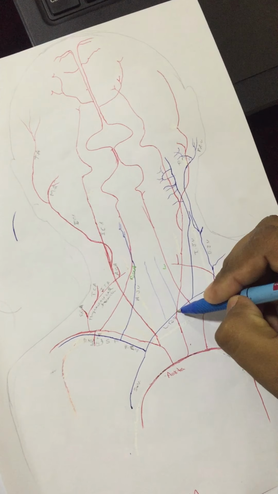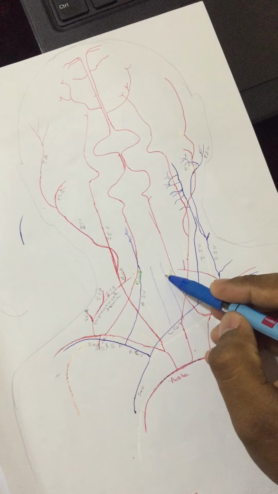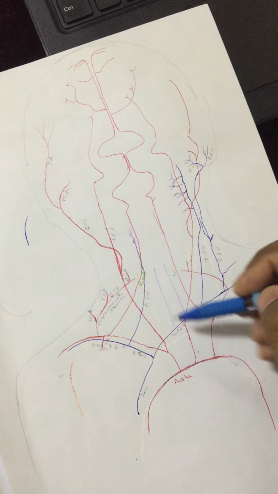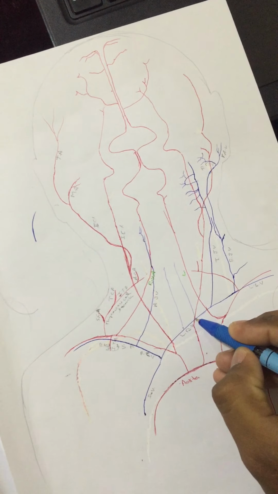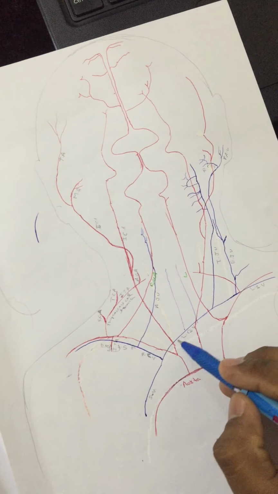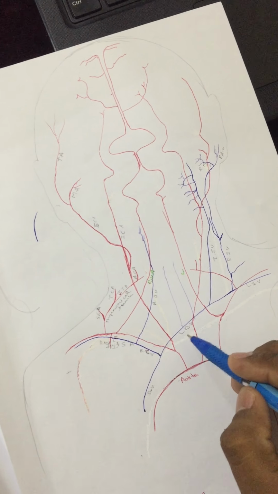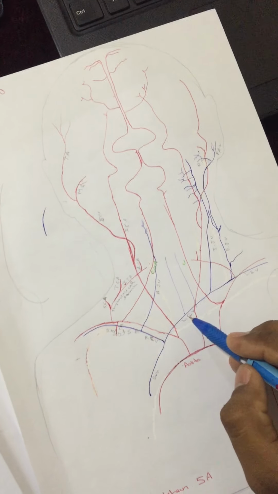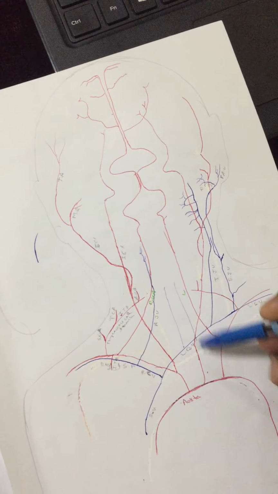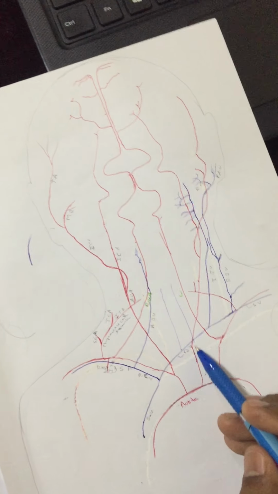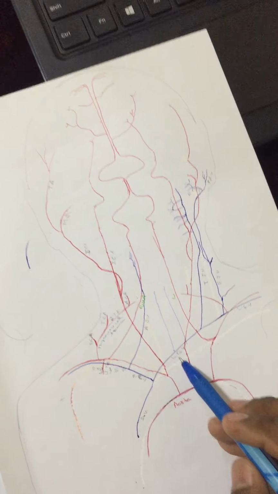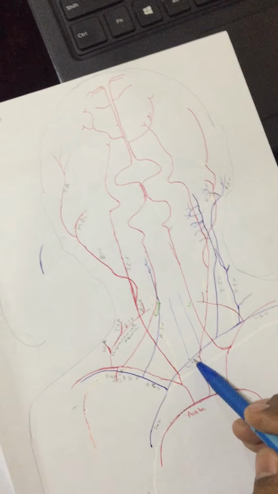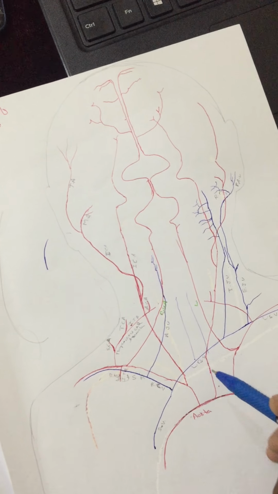and here a vein is also present, which is known as the inferior thyroid vein. It drains deoxygenated blood from our thyroid gland, and this vein drains into the left brachiocephalic vein. It is very important when we insert any tube, because it can be injured. So it is very important to know.